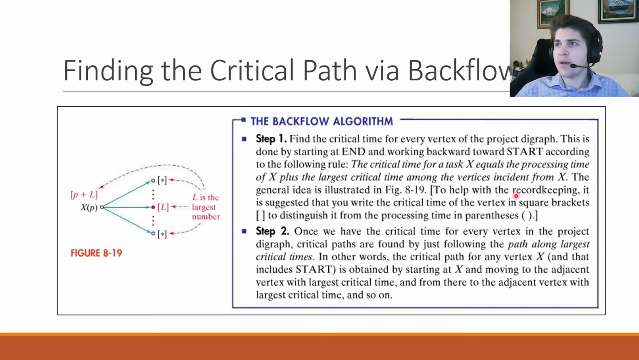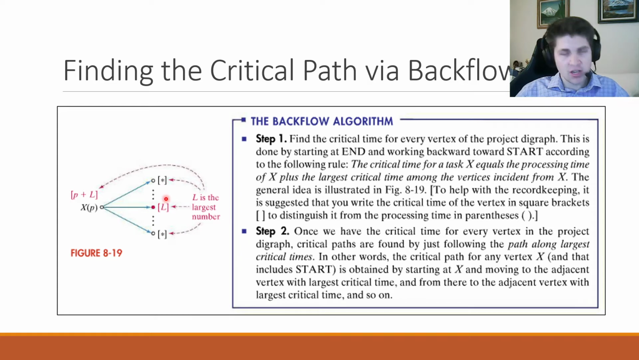And also, this is quite important. It says that to help with the record keeping, it is suggested that you write the critical time of the vertex in square brackets to distinguish it from the processing time in parentheses. So when we have our digraphs, we are given the processing times using parentheses, like 5 minutes or 5 hours or whatever, but these numbers are going to mean something different. And we're just going to use brackets to make sure that we are not getting confused about what the numbers mean.